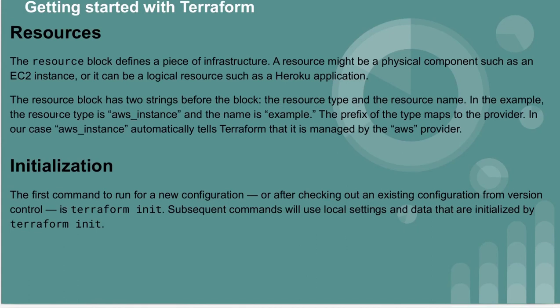In the example, the resource type is aws_instance and the name is example. We have already seen this. The prefix of the type maps to the provider. In our case, aws_instance automatically tells Terraform that it is managed by the AWS provider.